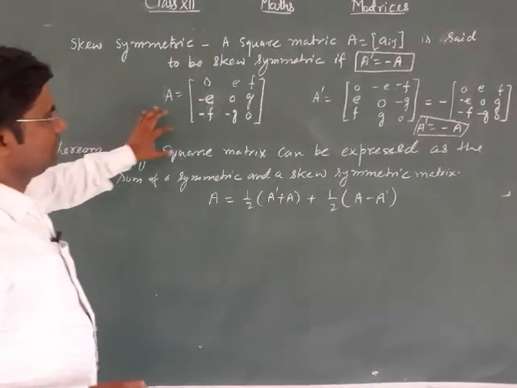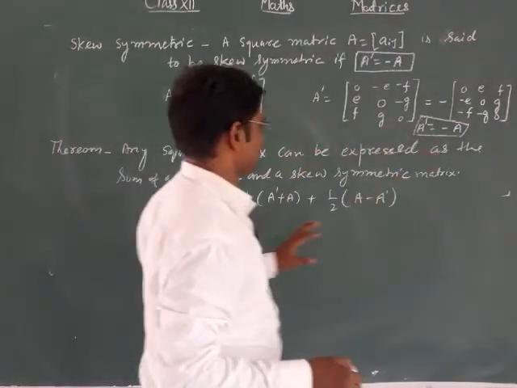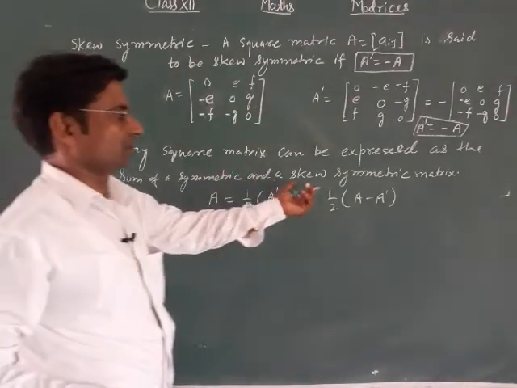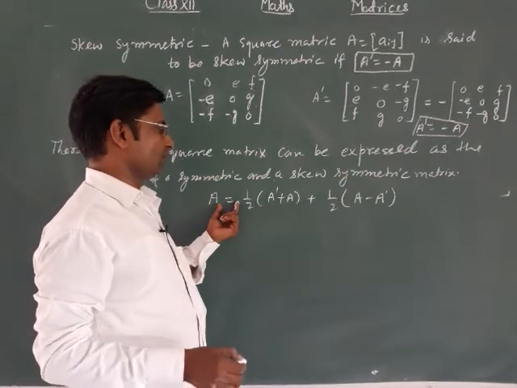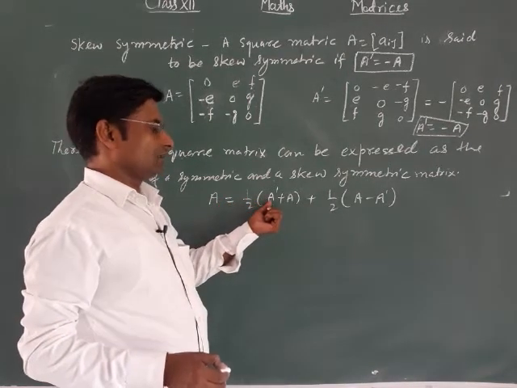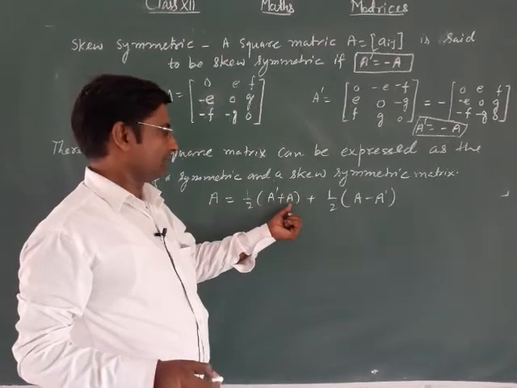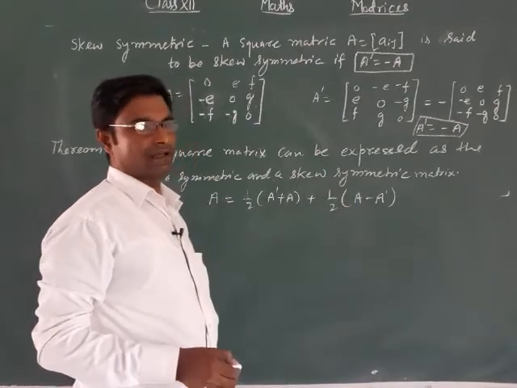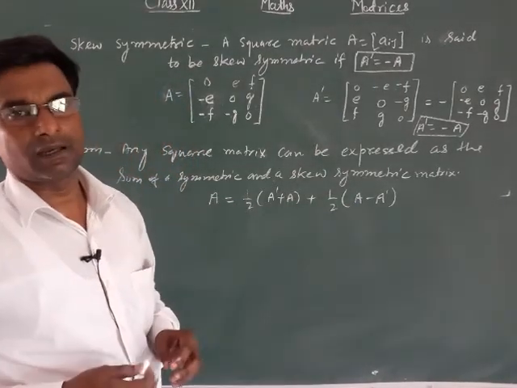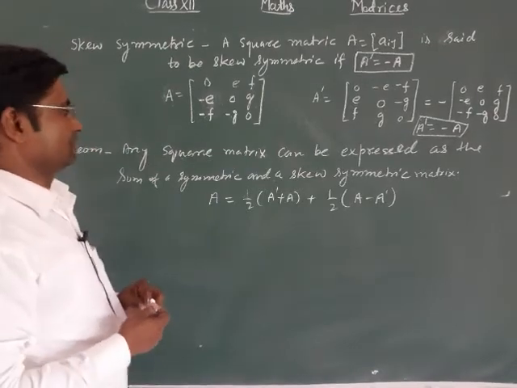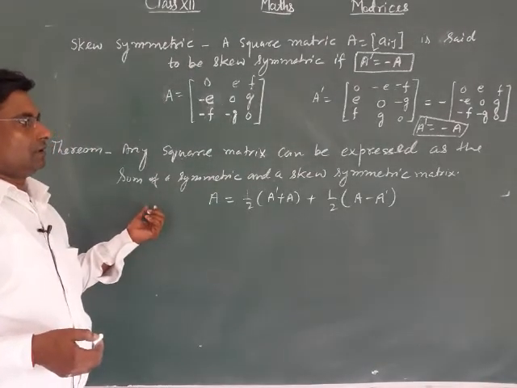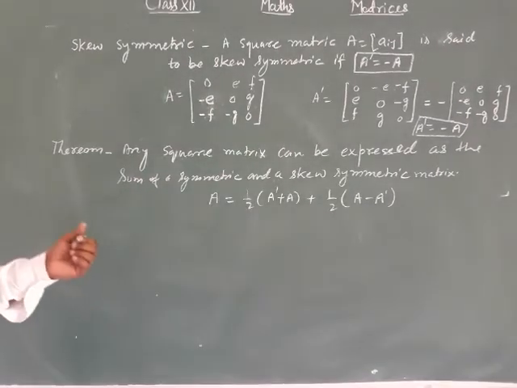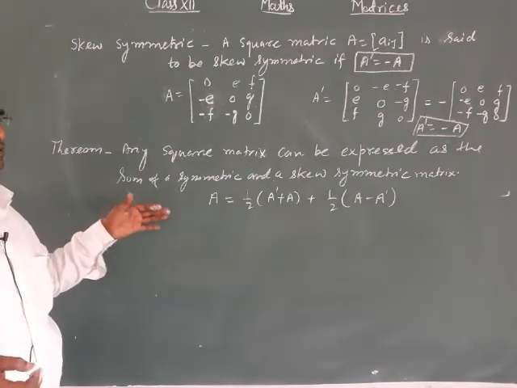Another theorem: any square matrix can be expressed as the sum of a symmetric and a skew symmetric matrix. For a given matrix A, A is equal to half of A plus A dash plus half of A minus A dash. So this is the symmetric and skew symmetric matrix. So learn it and solve some problems in the next video.